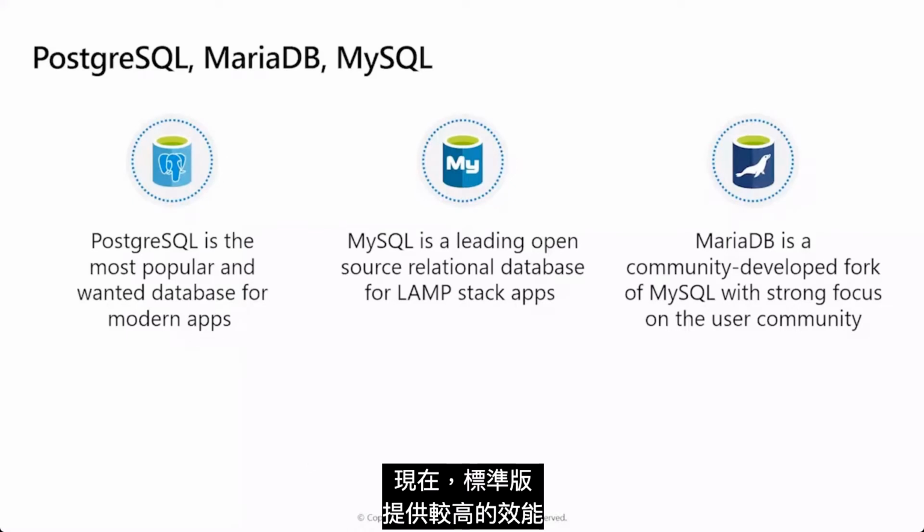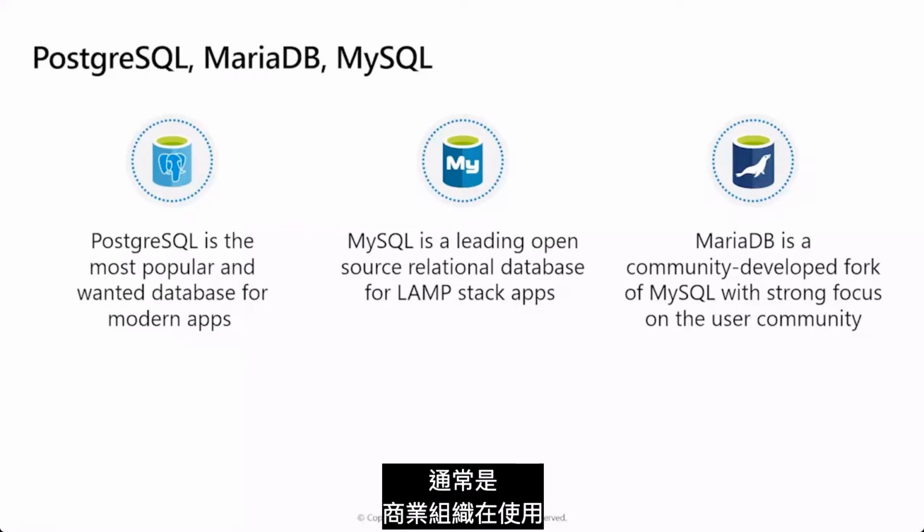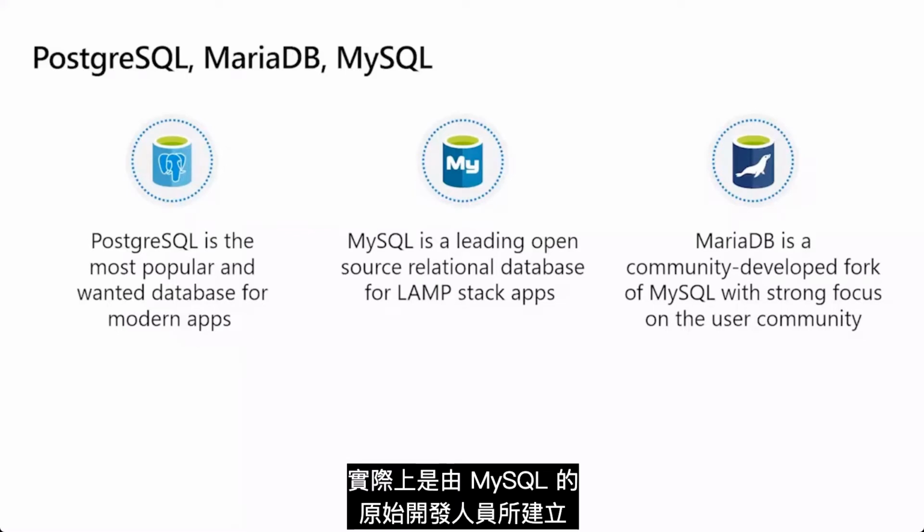Now, the Standard Edition offers higher performance and uses a different technology stack for storing data. The Enterprise Edition provides a more comprehensive set of tools and features, including enhanced security, availability, and scalability. So the Standard and the Enterprise Editions are generally the ones that are used by commercial organizations because those versions are not free.